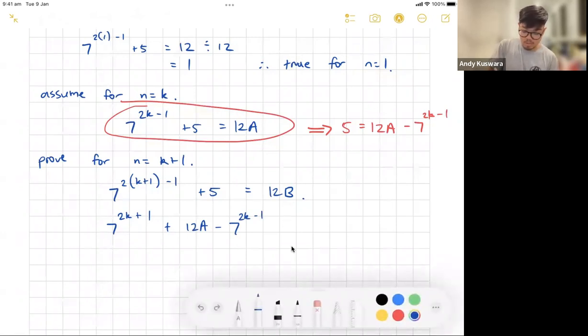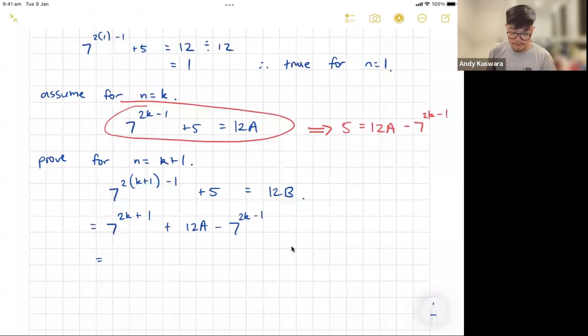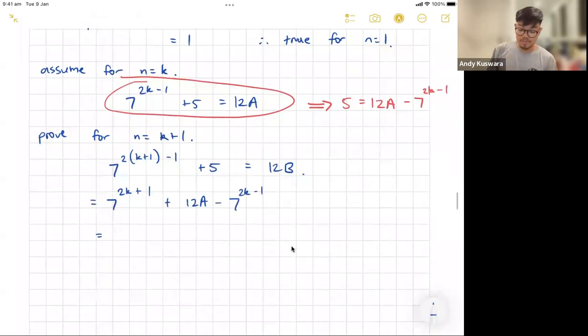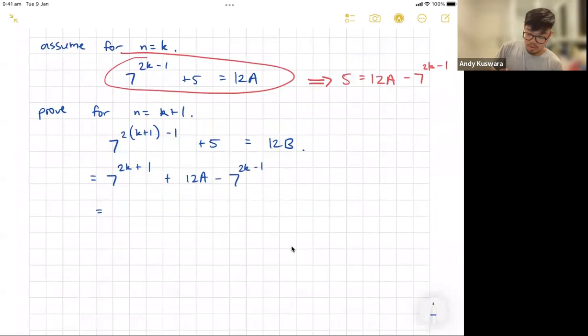But in this case I'm just going to work with this. I'm going to keep rearranging and seeing what I can get. At this point I want these powers to be the same. So plus 1 is significantly larger, so I'm going to write it as 7 squared times 7 to the 2k minus 1. Hopefully you can see where that came from.